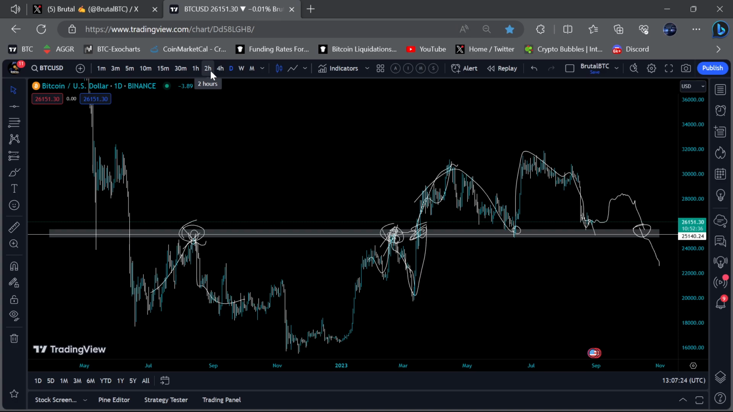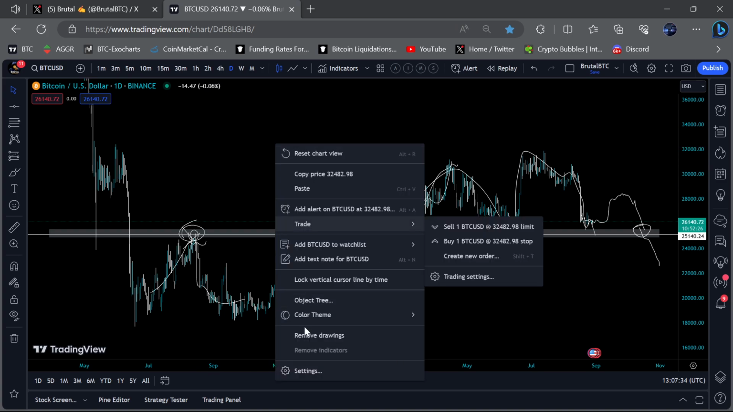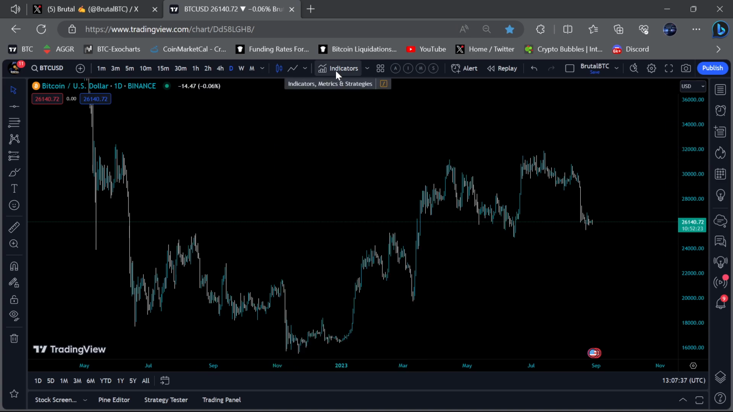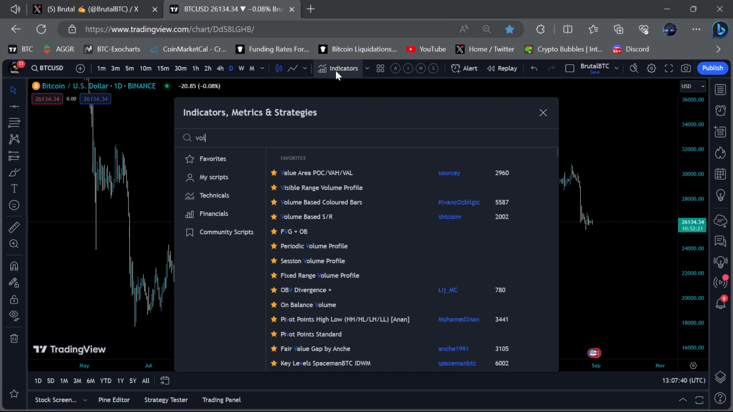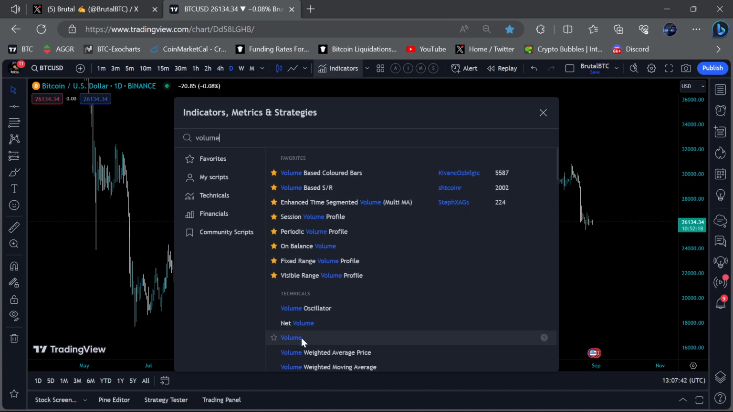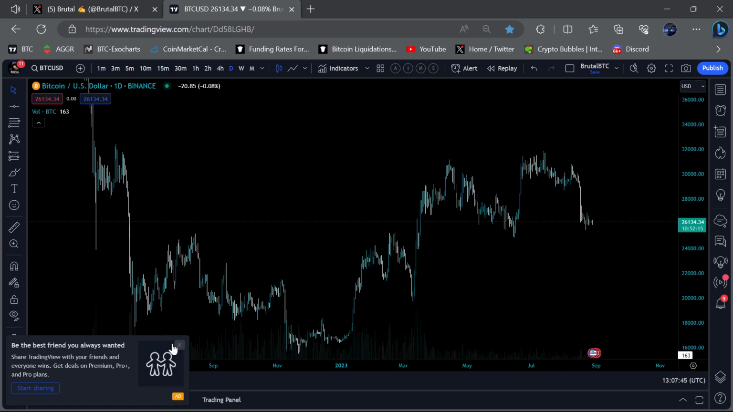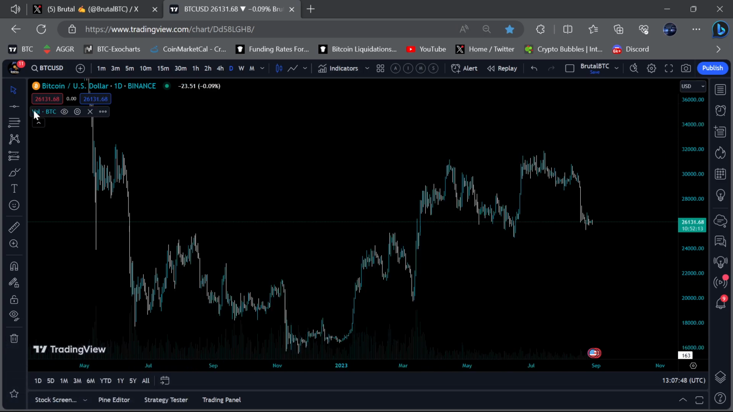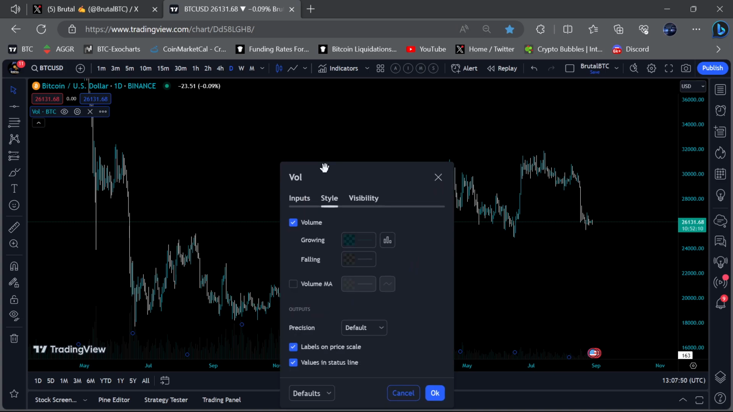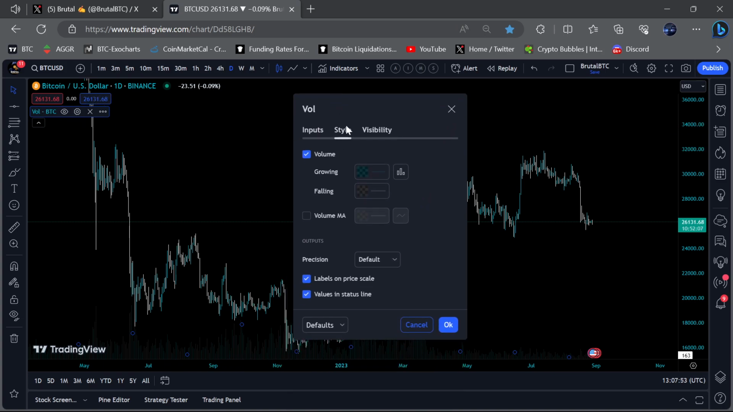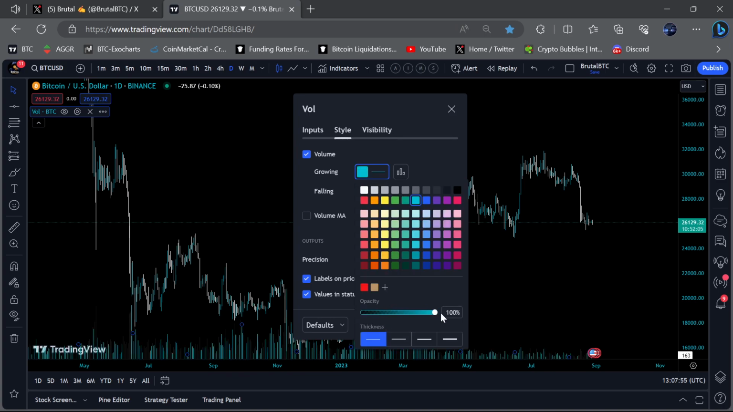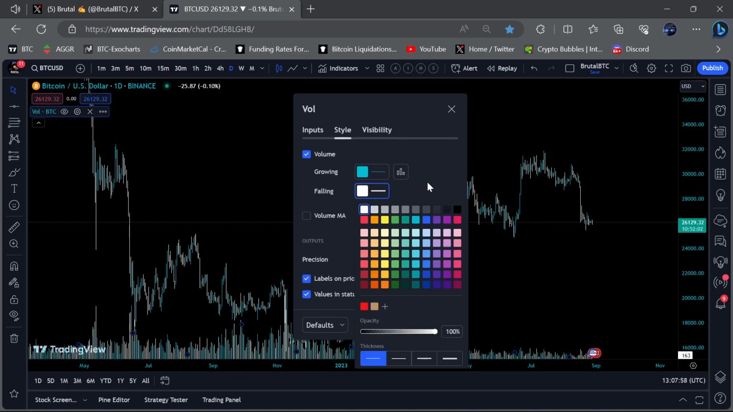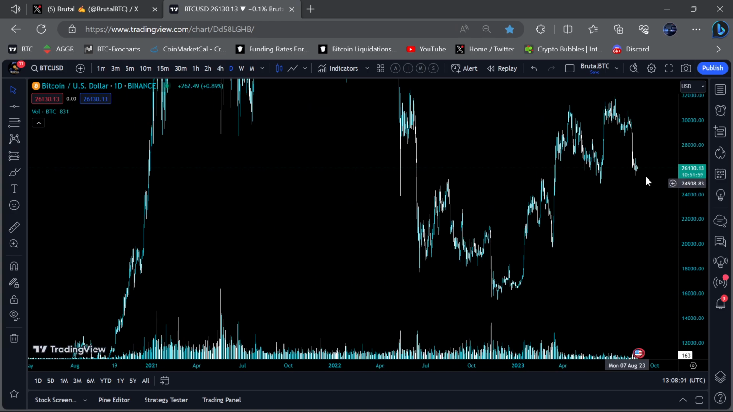So the next thing is volume analysis. Analyze trading volume alongside price movements; an increase in trading volume can indicate strong buying or selling pressure. How can you check the volume? Go to indicators, write volume over here, and here's your volume. We just have to go into the settings, style over here, and if you want to increase the opacity, you can do it over here.